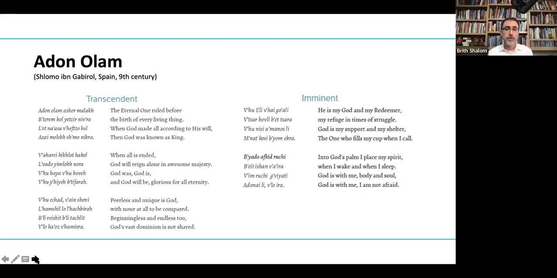The Eternal One ruled before the birth of every living thing. Adon Olam really means master of eternity. When God made all according to God's will, then God was known as King, right? So King is our transcendent. But when all is ended, God will reign alone in awesome majesty. God was, God is, God will be, glorious for all eternity.